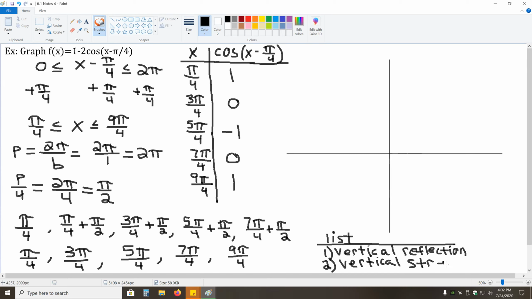Whenever you're multiplying by a negative, you get a reflection. That means the graph flips over the x-axis like a mirror. Whenever you're multiplying by a number that's greater than 1, that means you have a vertical stretch. All of your y values get pulled apart. Whenever you're multiplying by a number between 0 and 1, your y values get smushed together like a sandwich.